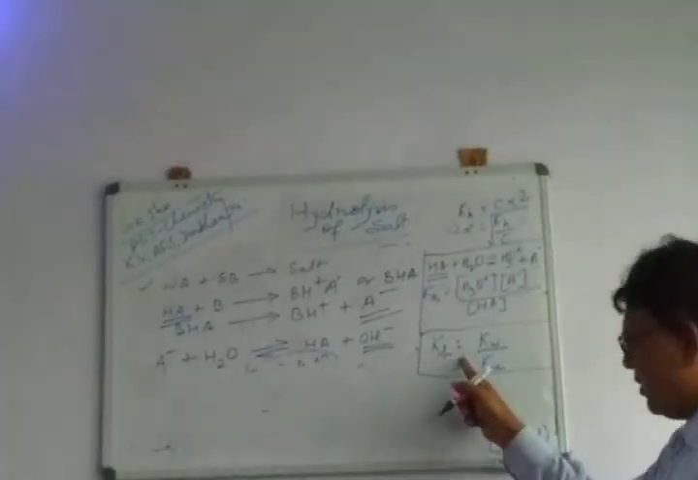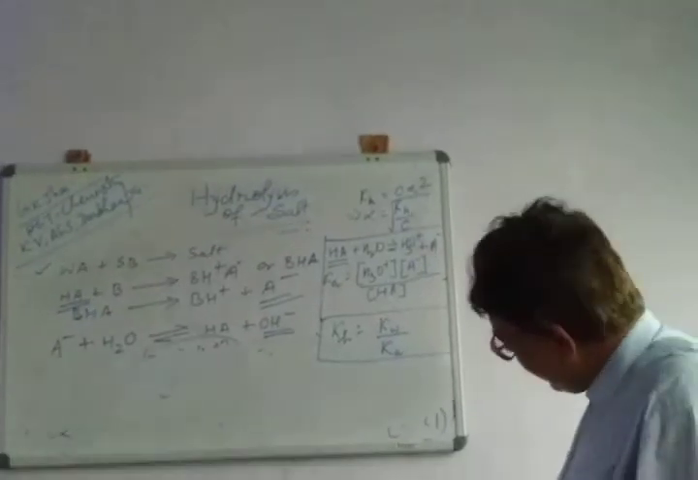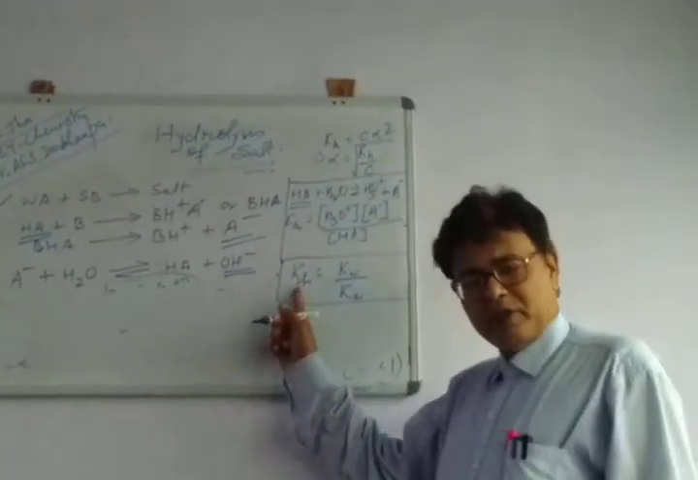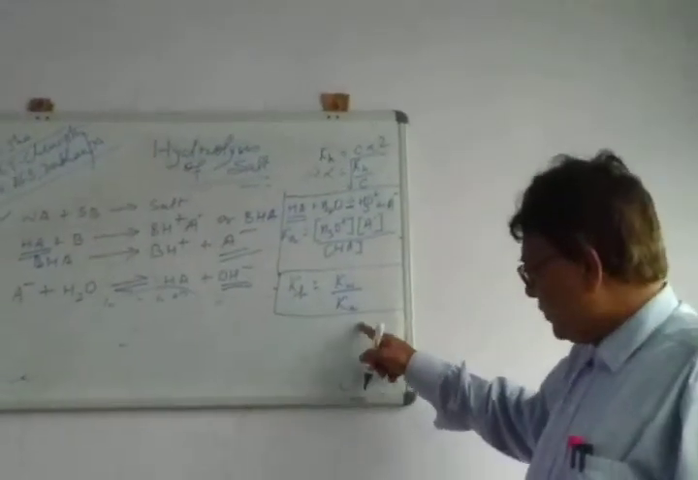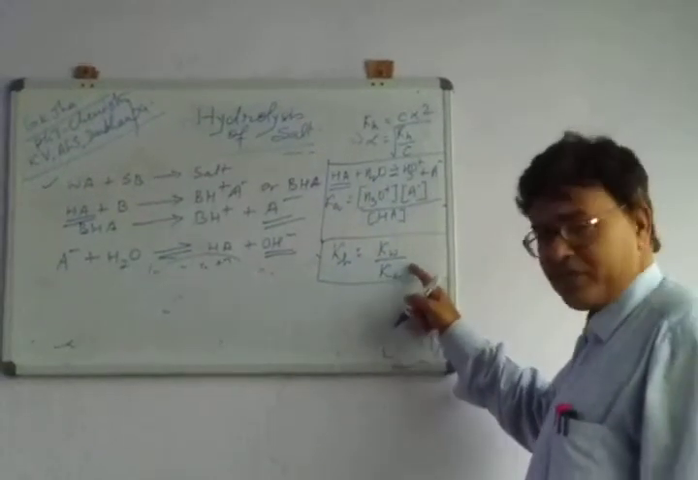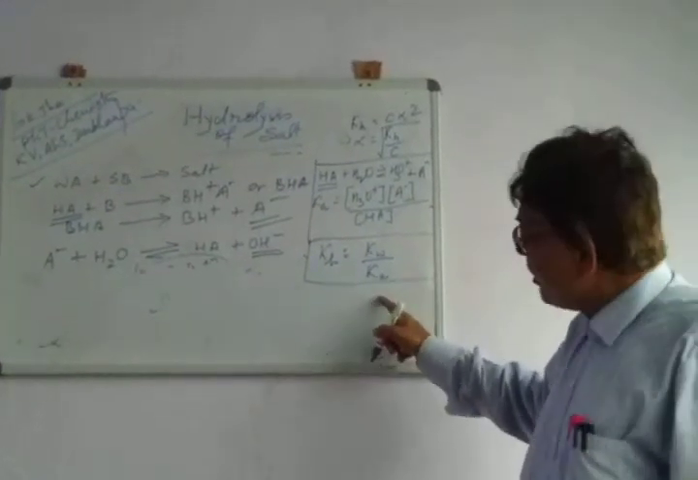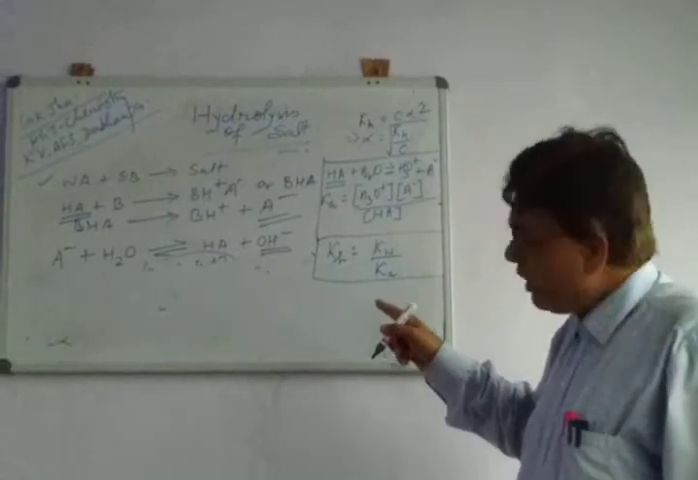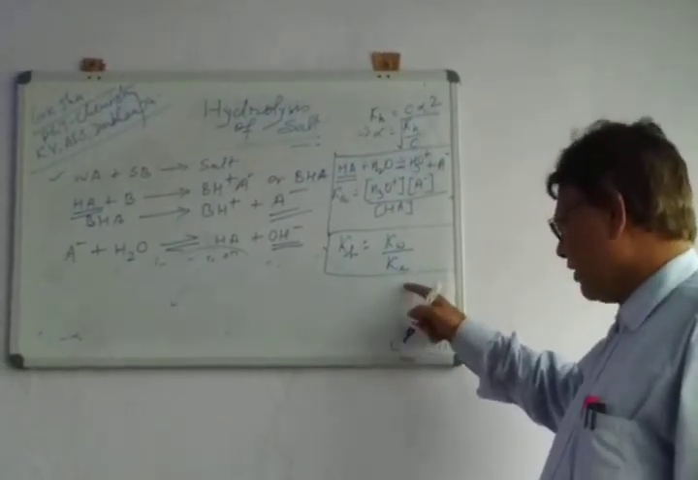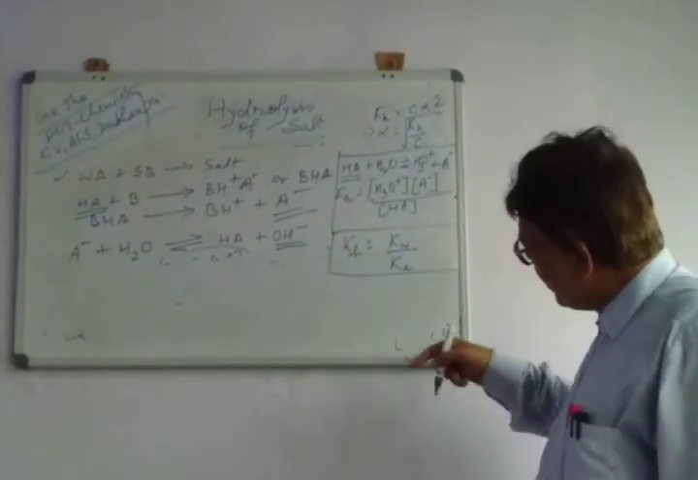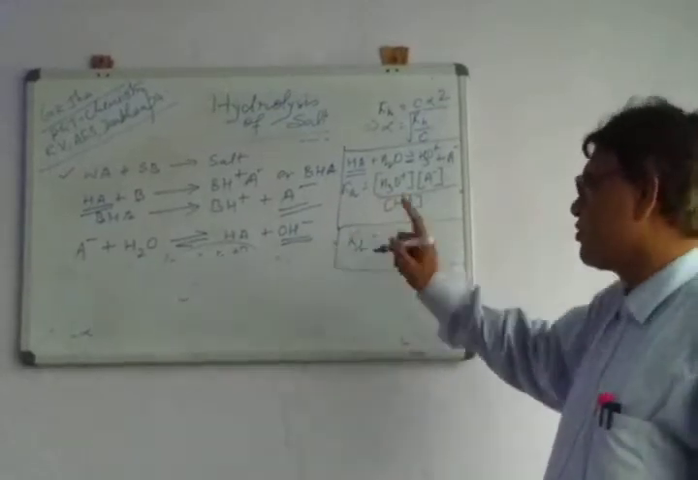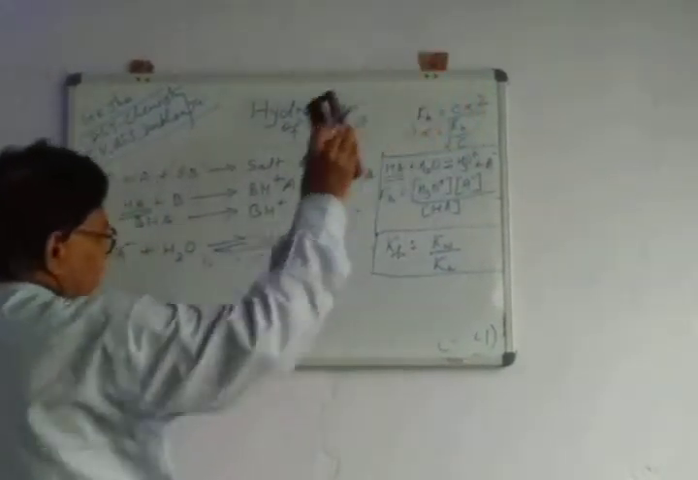Certainly this relationship shows that the value of the hydrolysis constant will be larger if the value of the acid ionization constant is lower. They bear a reciprocal relationship. Ka decreases, Kh increases, Ka increases, Kh decreases. So these are important relations.